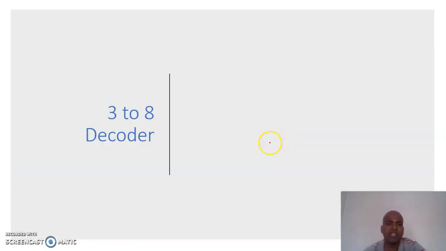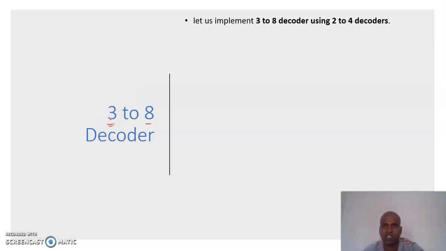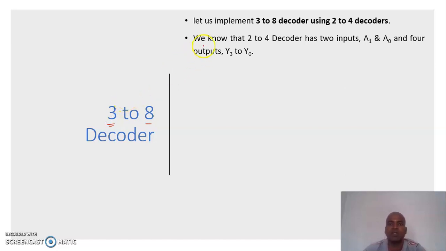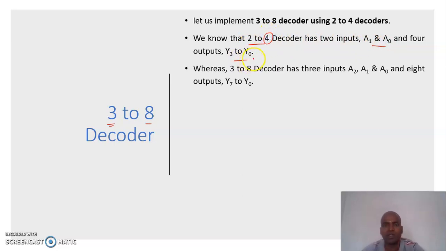The first one is 3 to 8 decoder. So 3 to 8 decoder is our design. We are going to design 3 as input, 8 as output. So finally, after drawing that using 2 to 4 decoders, our inputs and outputs are 3 inputs and 8 outputs. Have a look at the introduction part. So we know that the 2 to 4 decoder has 2 inputs A1 and A0 and 4 outputs Y3 to Y0. Yes. But here we are going to design a 3 to 8. So for 3 to 8, 3 inputs are needed, A2, A1, A0, and 8 outputs are needed.